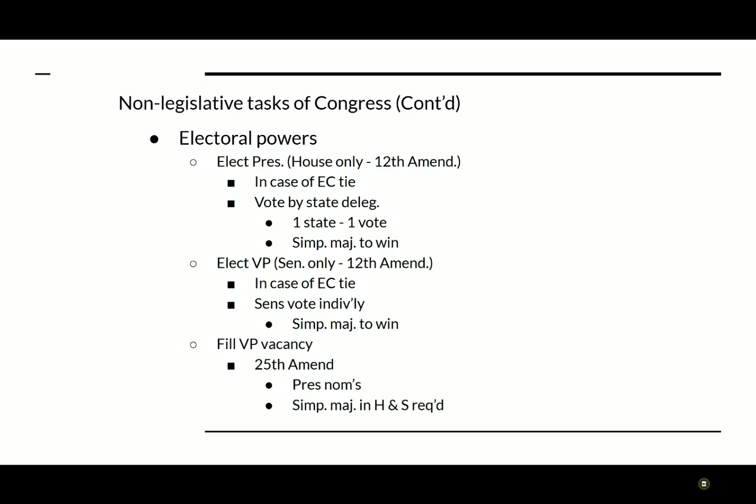And then that nominee has to be approved by a simple majority, only a simple majority, but in both houses. And so this is how Gerald Ford became vice president. For a bit of your American political history trivia, Gerald Ford is the only president never to have been elected as vice president or president. He was nominated by Nixon to be vice president, and when Nixon resigned as a result of the Watergate scandal, Gerald Ford became president of the United States and served out the remainder of that term, and then lost in his re-election bid against Jimmy Carter.